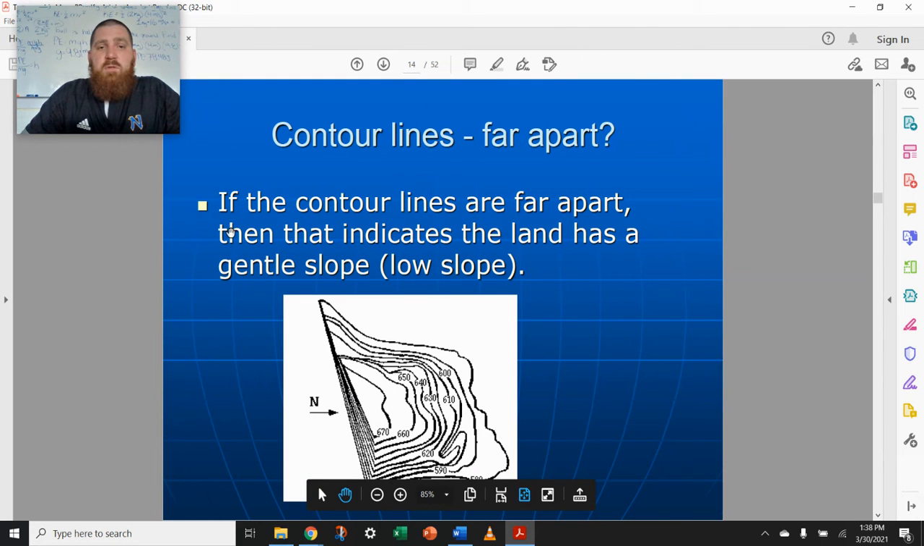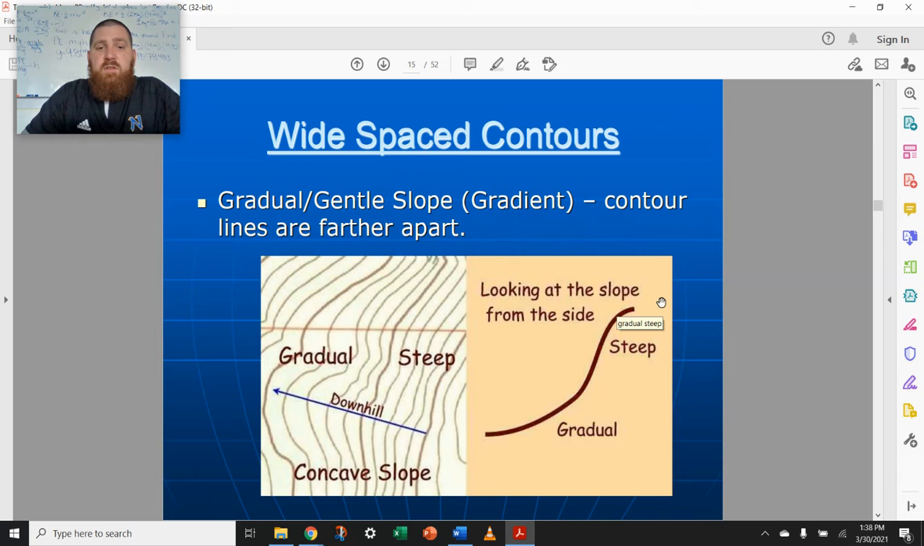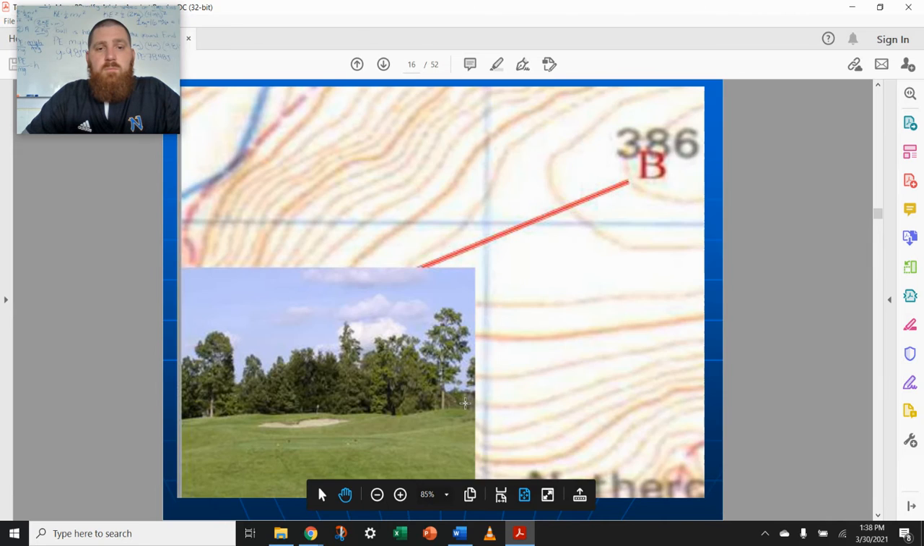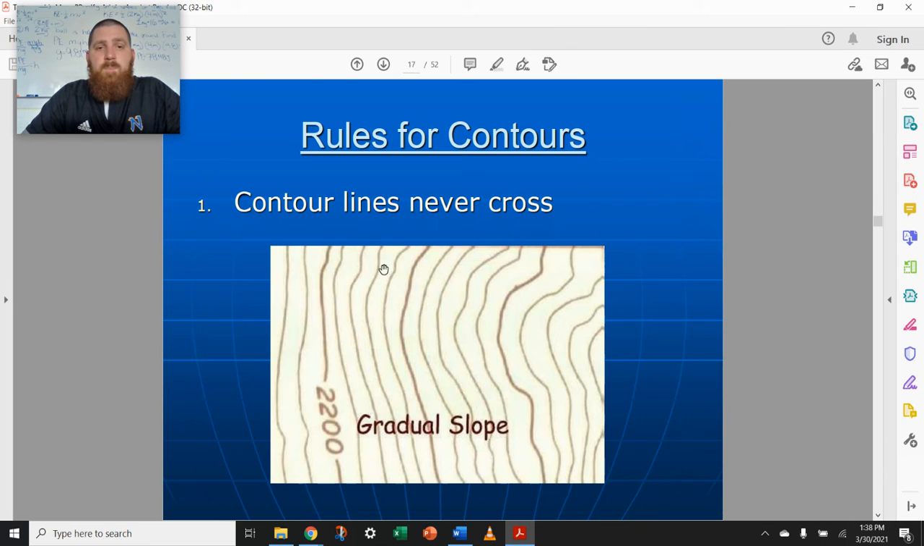So contour lines, if they're far apart, this indicates the land has that gentle slope. Again, here you go. You can see that gentle, gradual steepness. Just like this field here, gentle, gradual steepness on those contour lines.